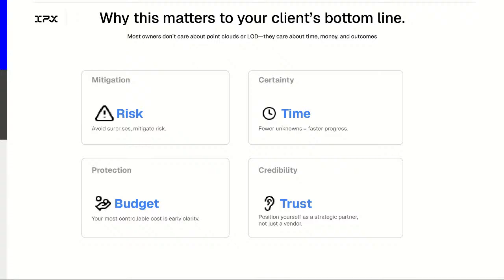We need to be able to quantify that owners care about time, money, and outcomes. So we need to be able to frame this not in terms of technicalities of LOD and things like that, but what really does avoiding surprises and mitigating risk mean to the bottom line, right? What's the cost of a good night's sleep, and liability?